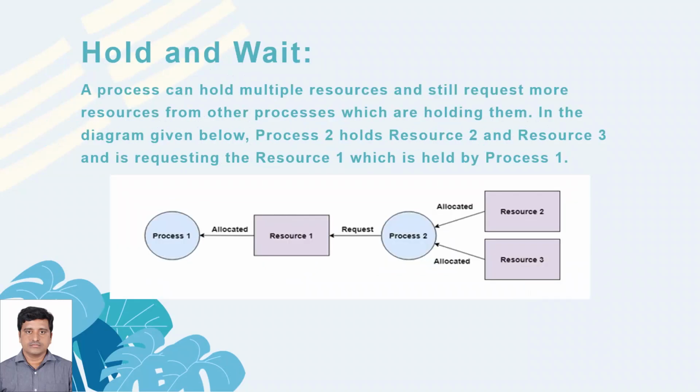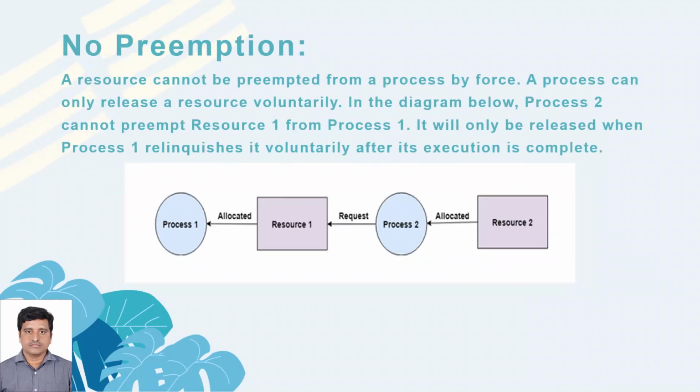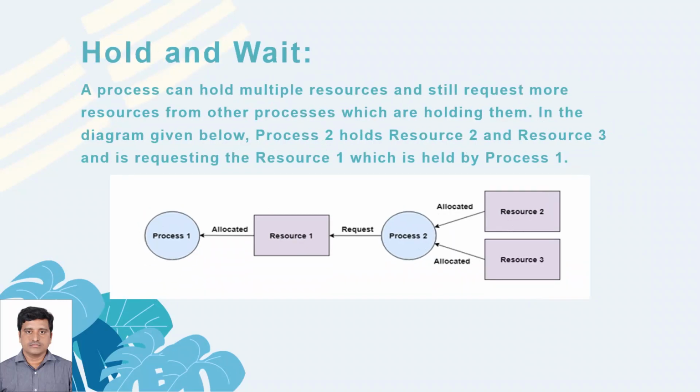Hold and wait. A process holds multiple resources and still requests more resources from other processes which are holding them. In the diagram given below, process 2 holds resource 2 and resource 3 and is requesting resource 1, which is held by process 1. Look at this picture. Resource 1 is allotted to process 1 and is requested by process 2. Process 2 holds resource 2 and resource 3 and is waiting for resource 1. So it is hold and wait.